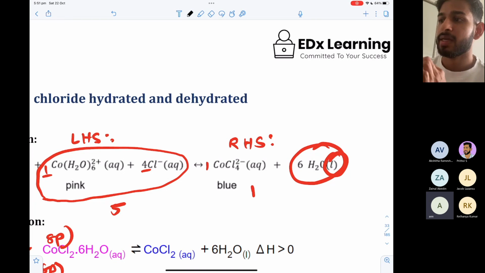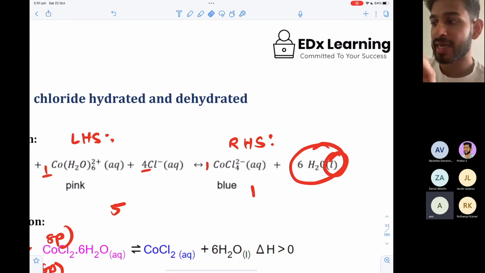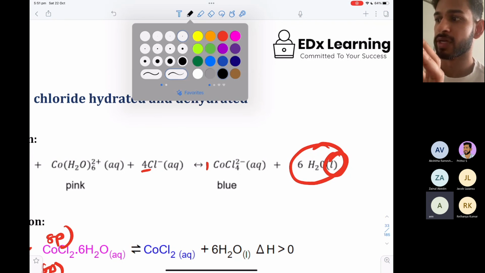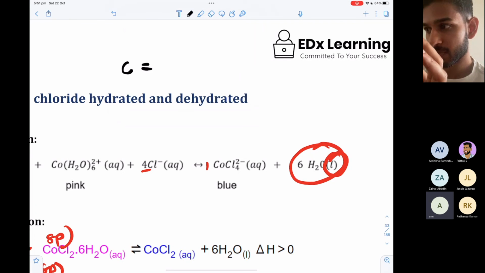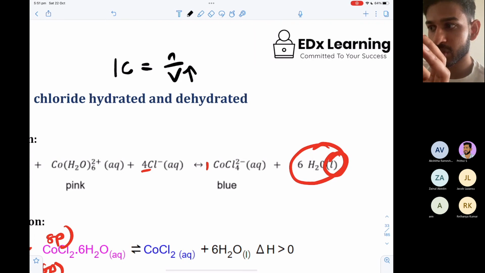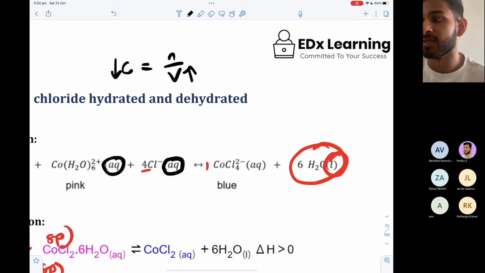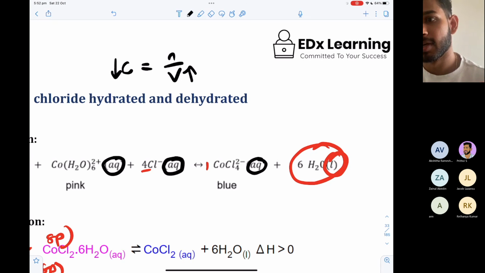But since everything else is aqueous, aka dissolved in water, what's the formula for concentration? What is it equal to, Anne? n on V. Very good. So if I add more water, the concentration of all aqueous species would change. So by adding water, I'm indirectly changing the concentration of everything else that is not a solid or liquid. Does that make sense?